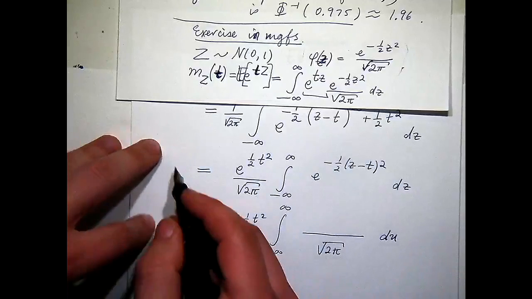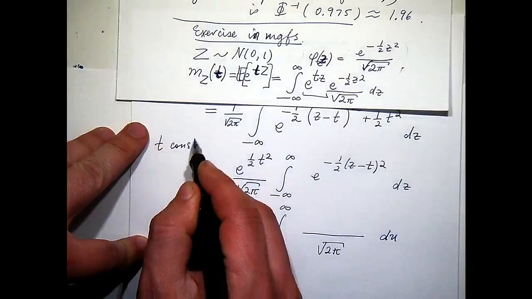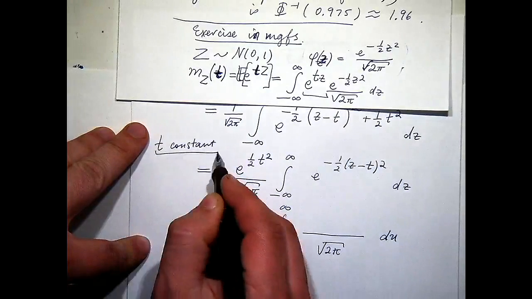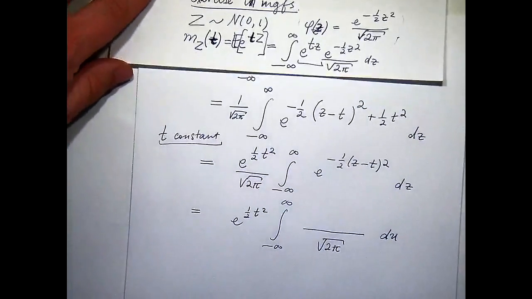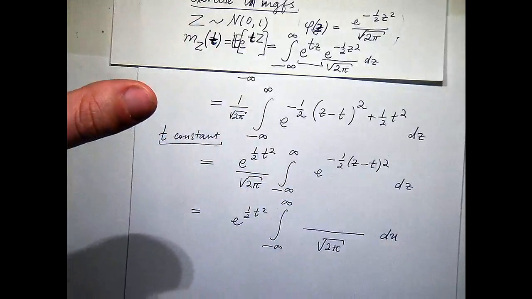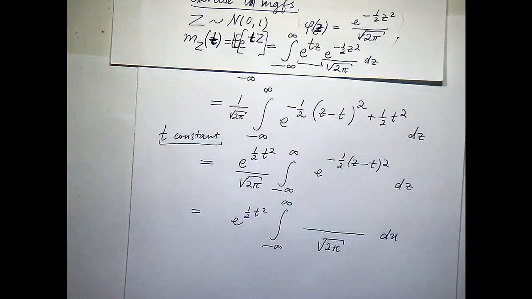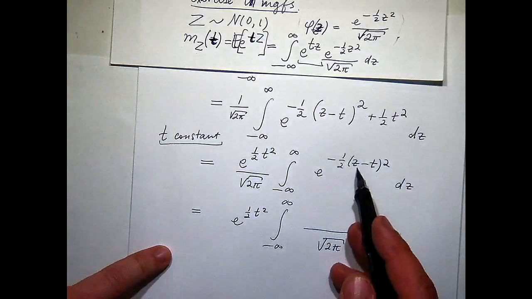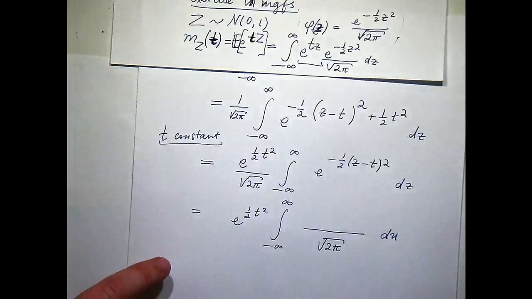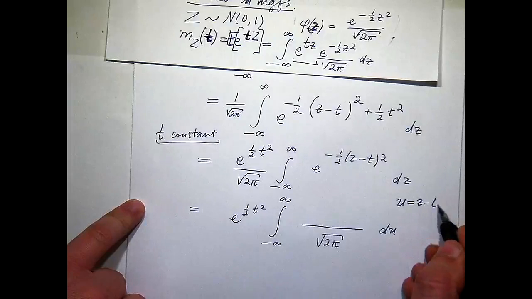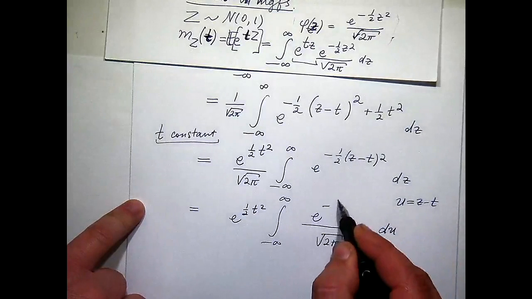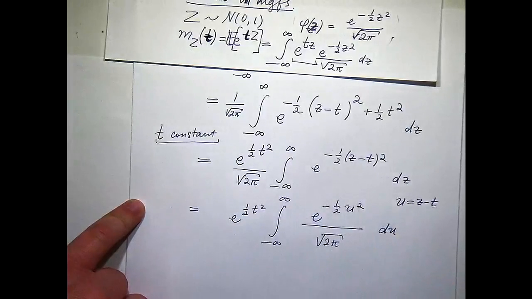Remember t is a constant. You might think, of course t is not constant, it's the input to the function. But while you're doing the integral, it's still constant. It's only later that you differentiate. You first do the integral with a constant t to evaluate M_Z of t. The e to the 1/2 t squared can come out, but z is not constant. A shifted integration variable is the same as a non-shifted one. You could do the change of variables u equals z minus t, but the shift doesn't change anything. We get the integral of e to the minus 1/2 u squared over root 2 pi du.